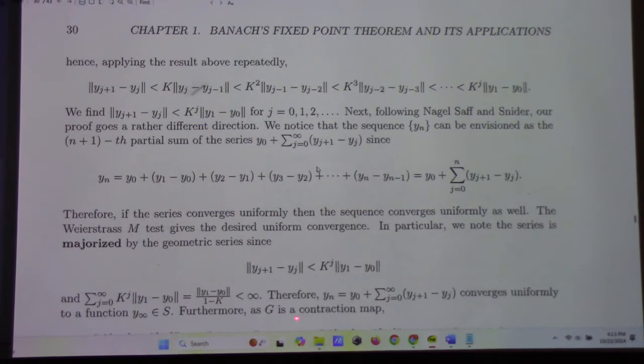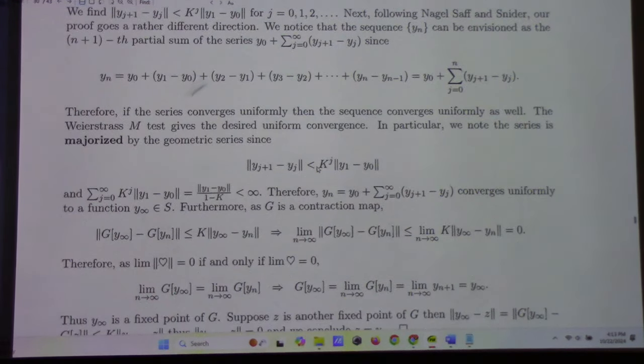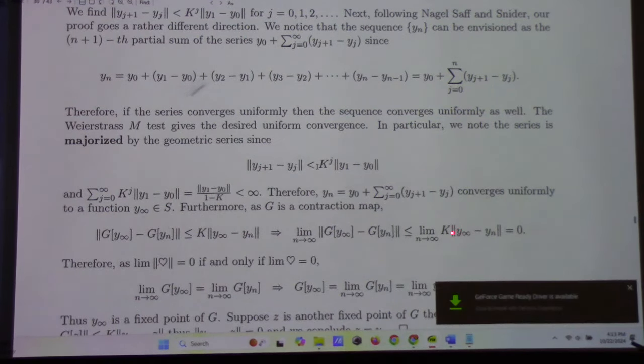And furthermore, as G is a contraction map, we can say a little bit more here. We can prove uniqueness, all right? So if we have, well, I guess not uniqueness. What am I doing here? This is less than or equal to that. Great. Which implies the limit of this is less than that.